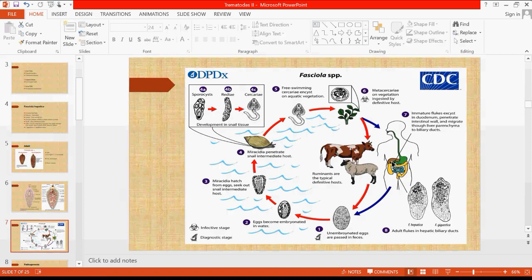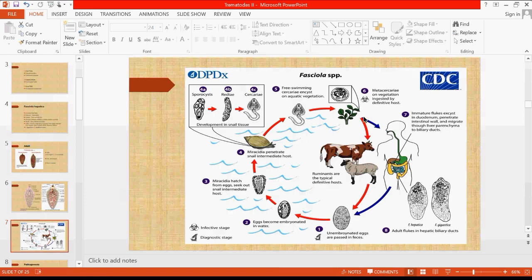Okay, so now in the hepatic ducts and in the liver parenchyma, they will reside until they reach the metacercaria stage. Then again they change their morphology and turn into the adult form. So what will happen? It takes about 9 weeks. Okay, it takes about 9 weeks of infection to achieve this adult form.